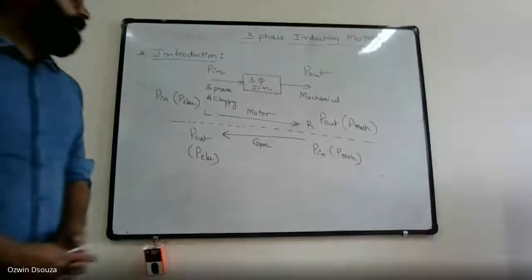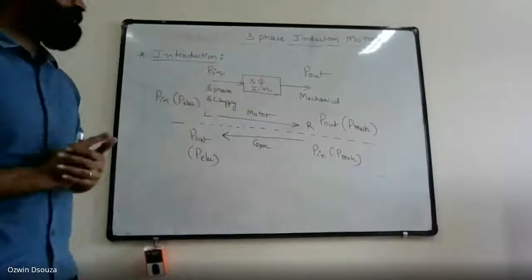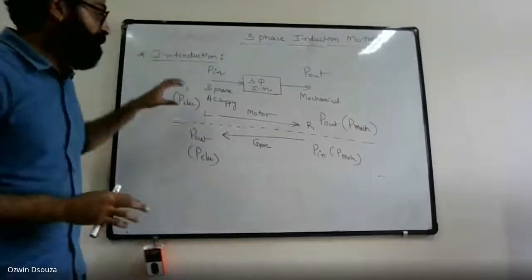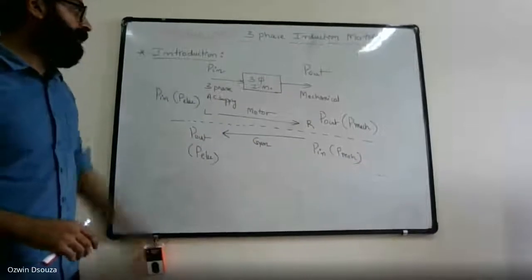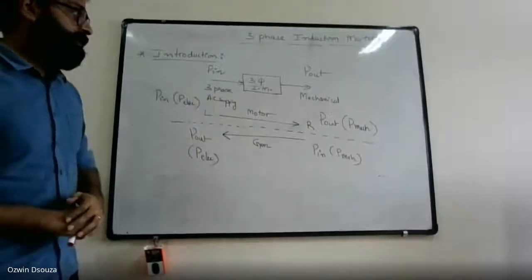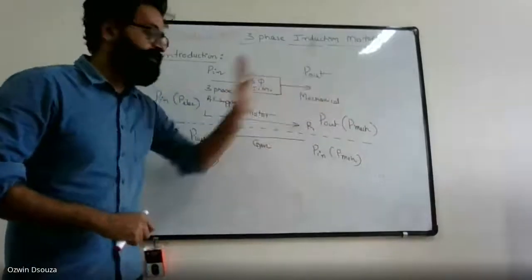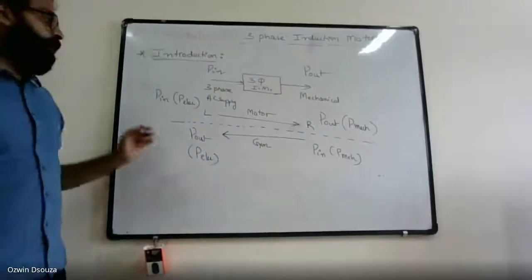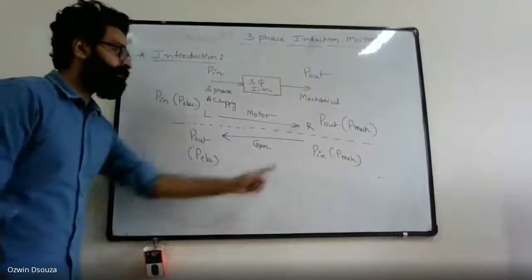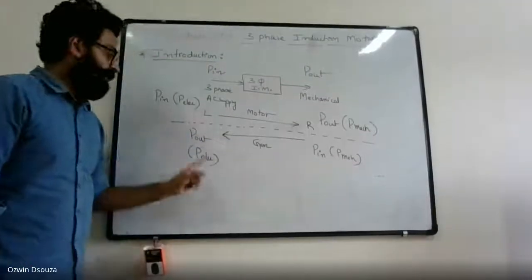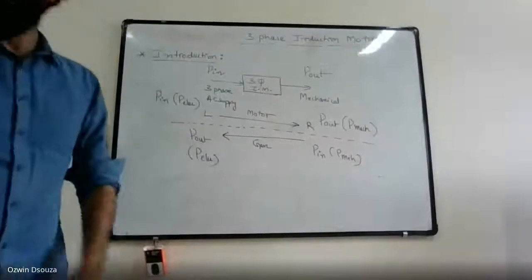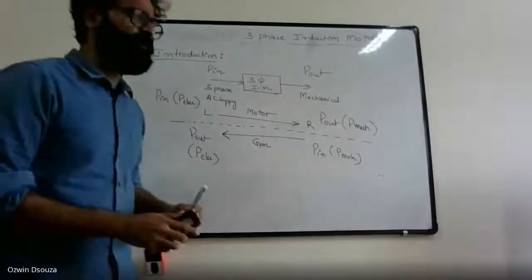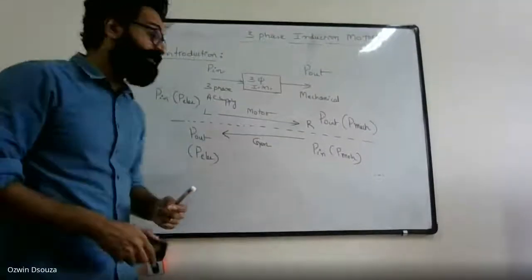Just like your synchronous generator, what you have is a three-phase induction machine, and this machine can be operated in motoring mode by giving input as electrical and getting output as mechanical. Or the given induction machine can also be operated in generating mode by giving input as mechanical power and getting output as electrical power. So this is your normal machine operation, which holds good for AC machines as well as DC machines.